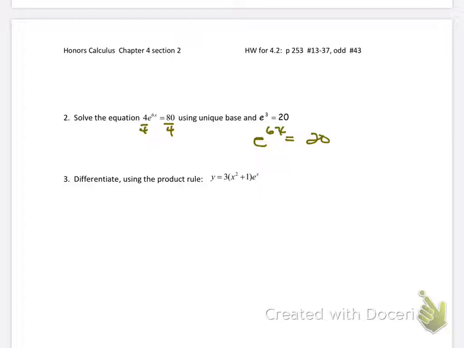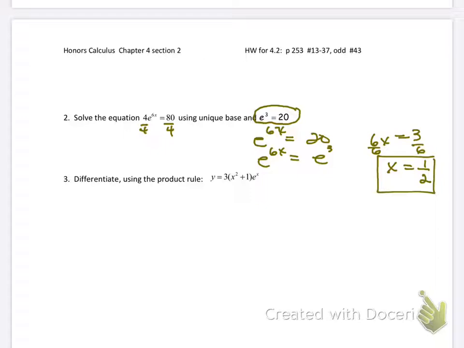Oh, look what I have here. They want me to use e to the 3 equals 20, so go ahead and plug it in right here. Now you have a unique base. In order for these expressions to be the same, so e to the 6x equals e to the third, that will only happen if the exponents are the same. So set them equal. Divide by 6, divide by 6, and you should be getting, excuse me, x equals 1/2.